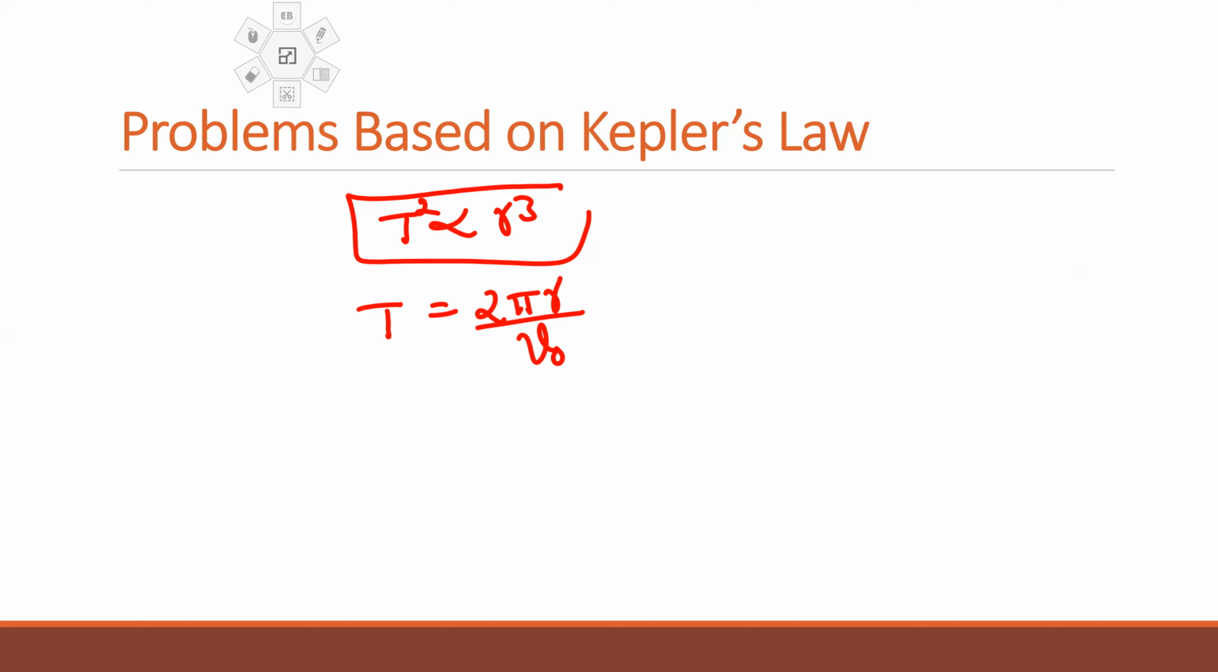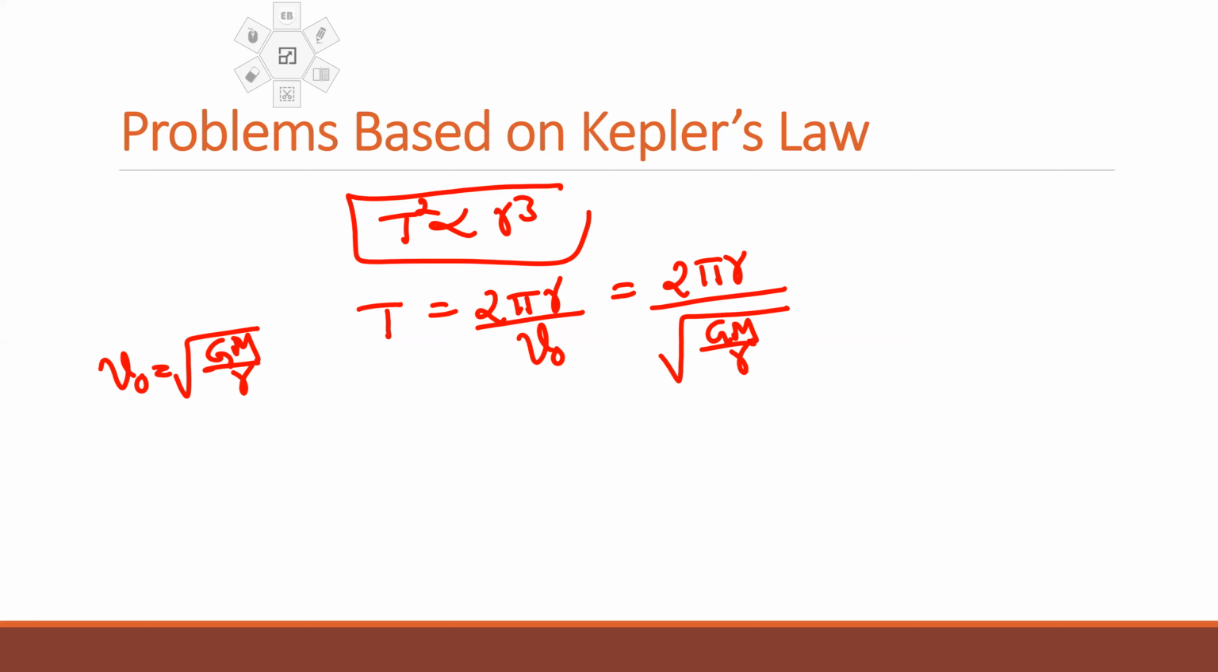Time period equals 2 pi R, which is the circumference, divided by the orbital velocity. Orbital velocity equals square root of GM divided by R. Now I will substitute here and modify this equation: T equals 2 pi square root of R cube divided by GM, that is R cube raised to 1 by 2.